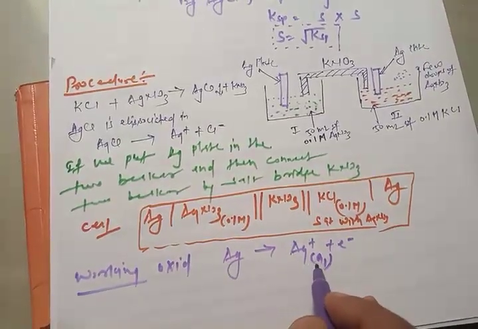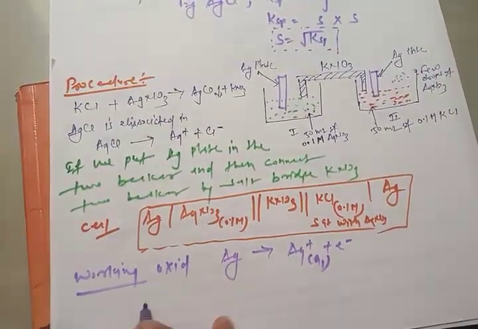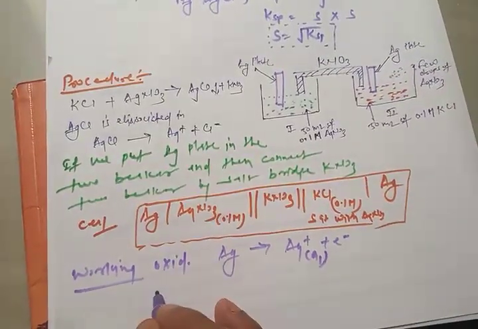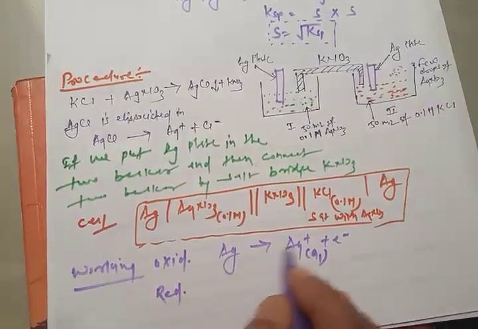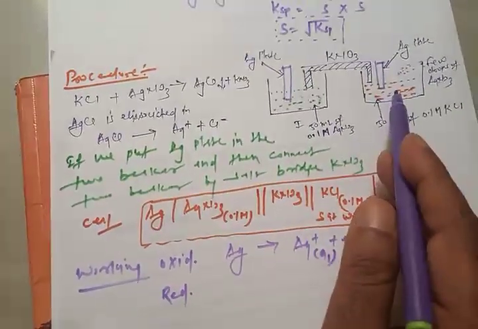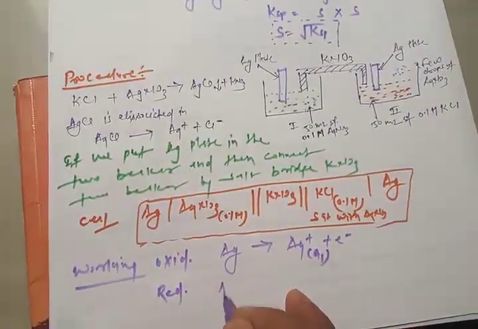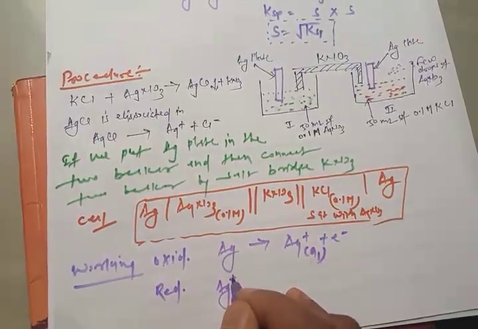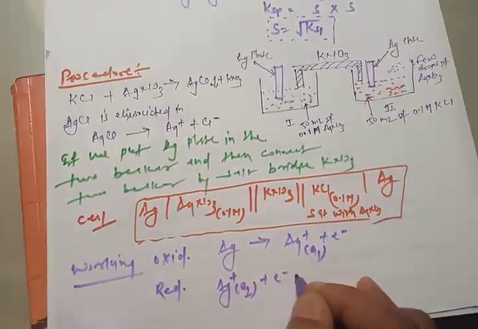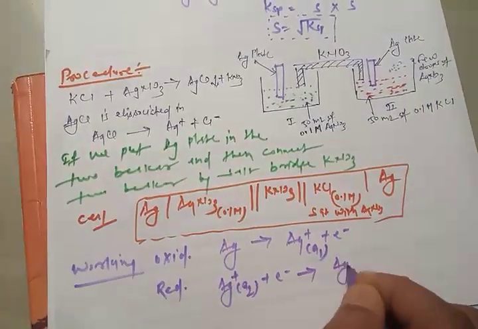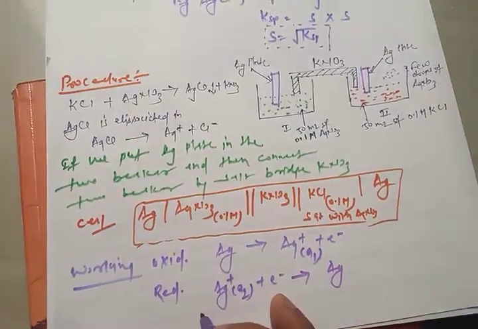Here, see, this is 0.1 M KCl, not the silver nitrate, so the concentration is different. Got it? These two concentrations are different. Here I'm writing the activity A1, and the second stage is reduction. The reduction goes to this side. Here we have Ag plus ion with activity A2 with one electron, and this will reduce to Ag. So this is the reduction.